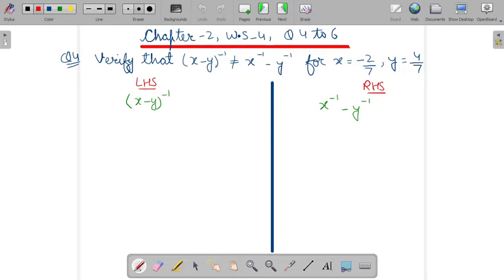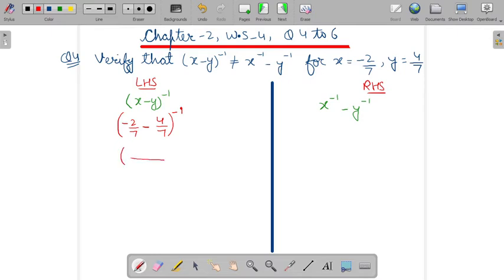So (x minus y) power minus 1 is not equal to x inverse minus y inverse. Here you have to prove it is not equal. Inverse means multiplicative inverse. Now let's see LHS and RHS. Now we will substitute their values: minus 2 by 7 minus y, so minus 4 by 7, and according to the LHS, minus 1 is the power, or the inverse, is outside the bracket. So what will you do?